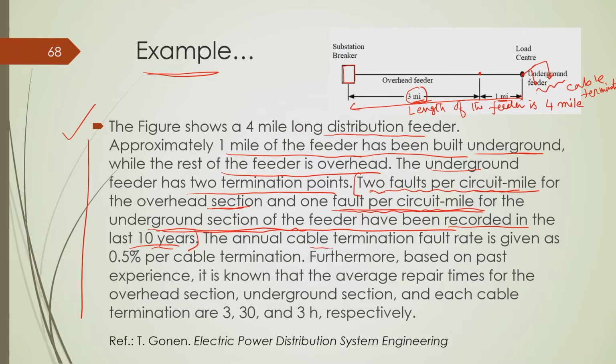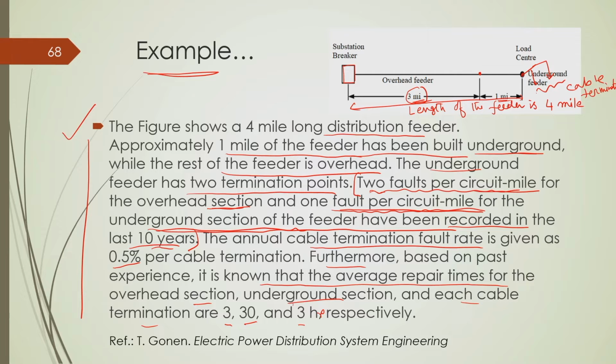The annual cable termination fault rate is given as 0.5% per cable termination. Furthermore, based on past experience, it is known that the average repair times for the overhead section, underground section and each cable termination are 3, 30 and 3 hours respectively. So, these are the data given to you.